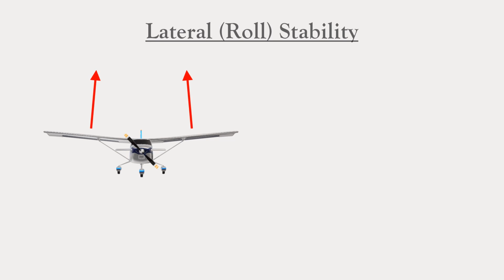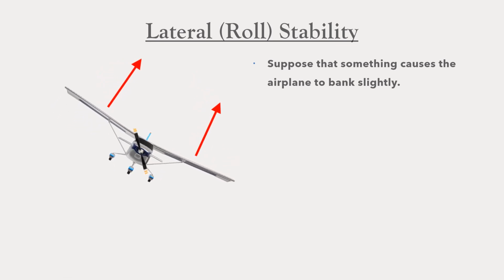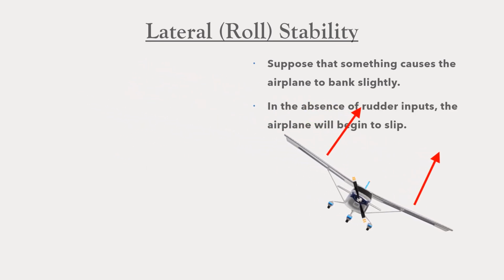So let's consider an airplane here that was flying straight and level. The red vectors indicate the lift of the left wing and the right wing. Now let's suppose that something causes the airplane to bank. If we don't make any rudder inputs, the airplane will enter a slip. It will start moving sideways through the air.